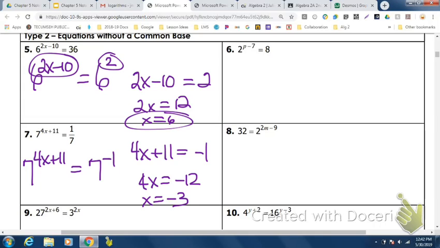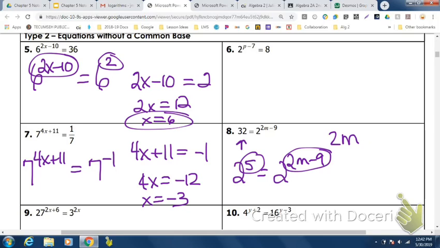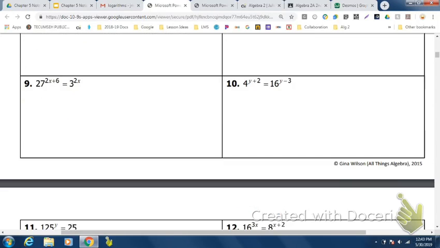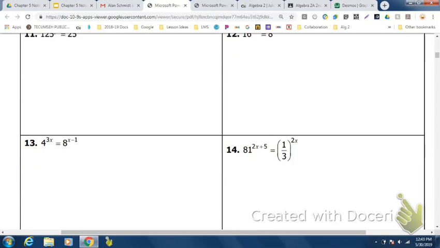I'm going to keep going. Let me show you this one. This is 32 is 2 to the 5th power equals 2 to the 2m minus 9. So those two must be equal. 2m minus 9 equals 5. 2m is 14, m equals 7. Okay, there's a couple more.